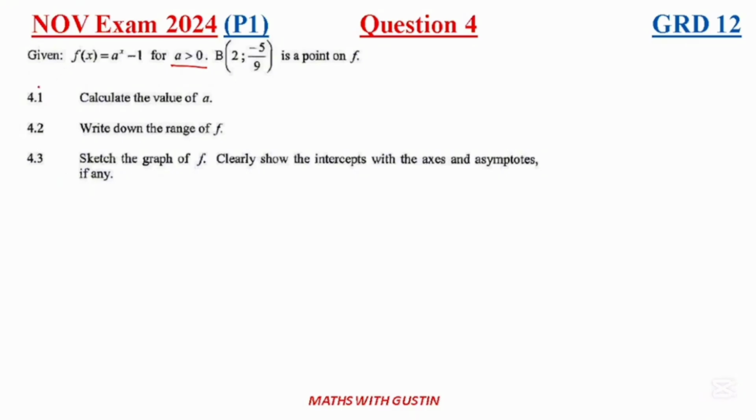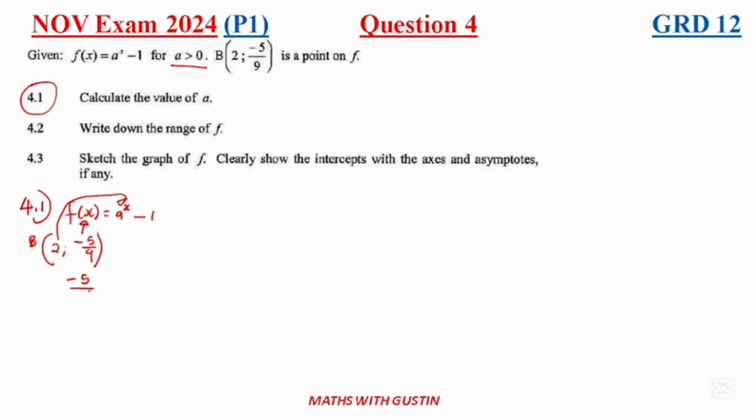All right, so now let's have a look at 4.1. 4.1 says calculate the value of a. So we're given here, we need to calculate the value of a. f of x is equal to a to the power of x minus 1. We're given a point that is on the graph, which is point B, which is (2; negative 5 over 9). So what we can do here, we can substitute y there, and then we substitute x where there's x, then we can get the value of a. So let's go ahead and do that.